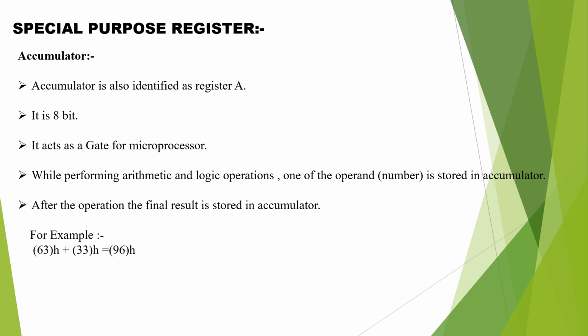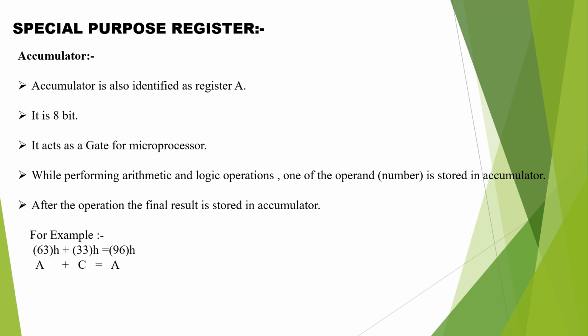For example, let me consider two numbers, 63 plus 33. So the answer is 96. Here I am writing H to represent a hexadecimal number. Let me consider 63 is in the A register and 33 is in the C register. So when I am adding the A and C registers, where C is a general purpose register, the data will again be stored in A. The initial value of the accumulator was 63. After the arithmetic operation, the final value is 96. Okay, this doesn't mean that we have to take only C. We can take any general purpose register. It can be B, H, L and so on.